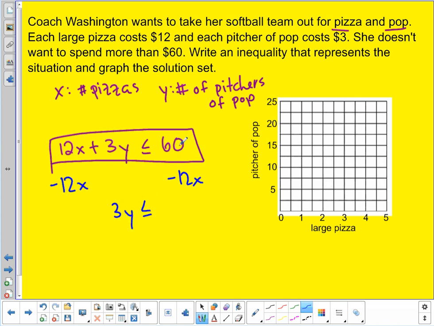These cannot go together. I haven't said that yet today, so make sure that you remember that these cannot go together. This is a constant that has an x term. They are not like terms. So negative 12x plus 60 and divide by the 3. I'm dividing by a positive, so my sign stays the same. Negative 12 divided by 3 is negative 4x. 60 divided by 3 is 20.